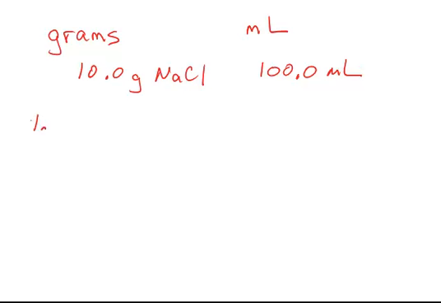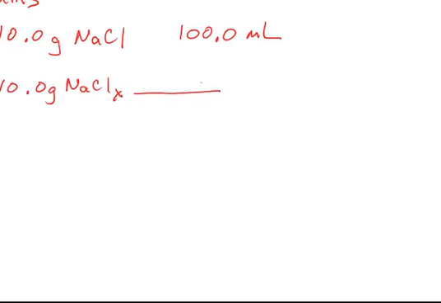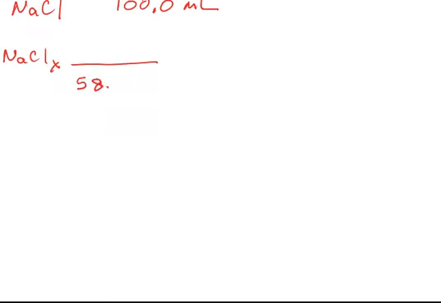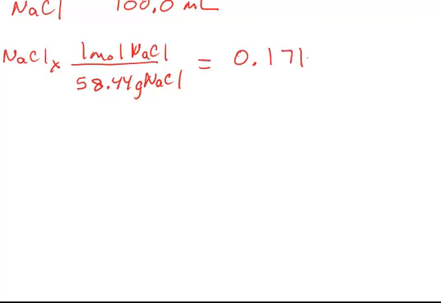Remember how to convert grams to moles? So we'll take our 10 grams of sodium chloride. Need to go to the periodic table to get the molar mass. It turns out it's 58.44 grams sodium chloride are in 1 mole of sodium chloride. So when you convert your 10 grams of sodium chloride to moles, you end up with 0.171 moles.